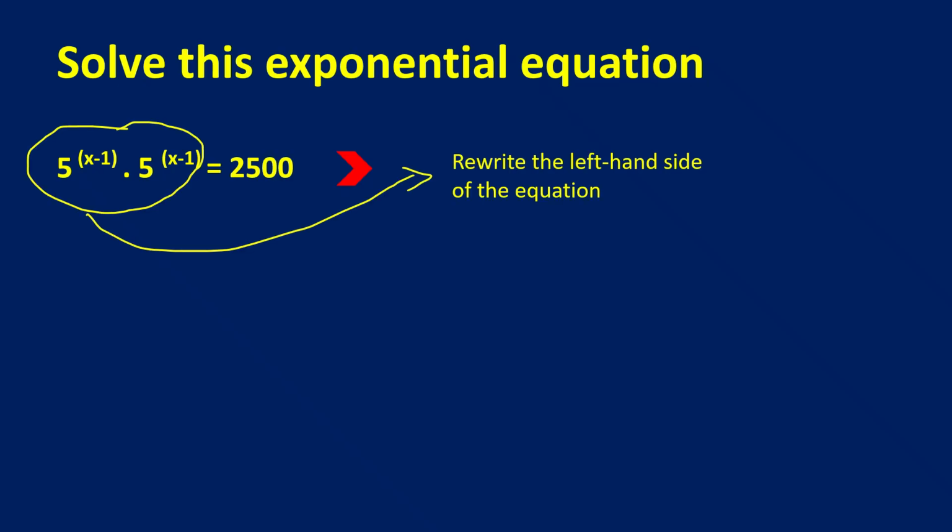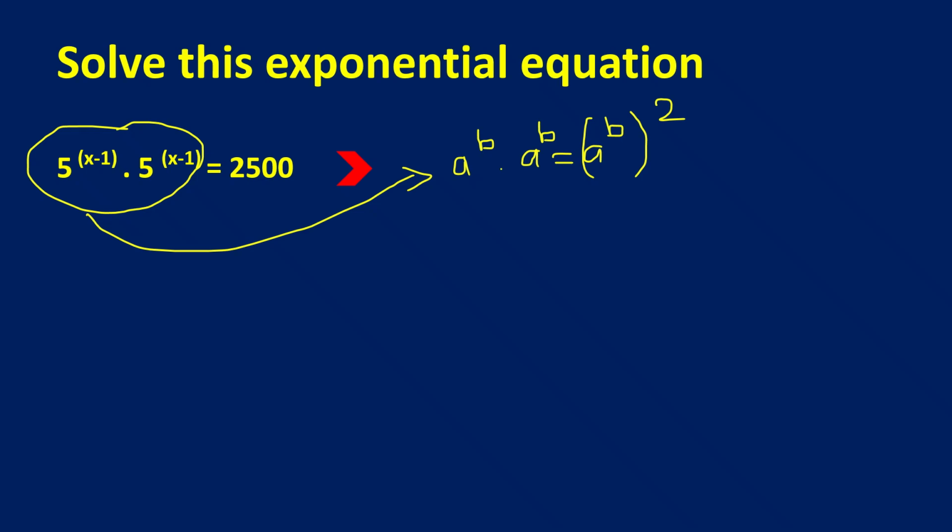First, we need to rewrite the left-hand side of the equation. If you look at the left-hand side of the equation, 5 to the power of x minus 1 is multiplied by the same term. So it's actually the same as 5 to the power of x minus 1 in a quadratic form. There you go.